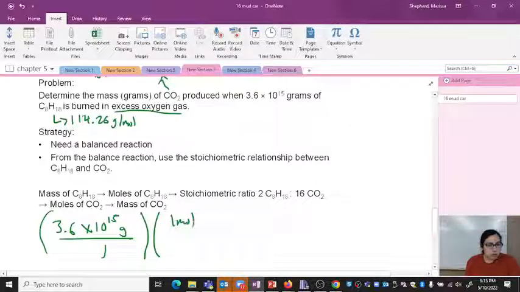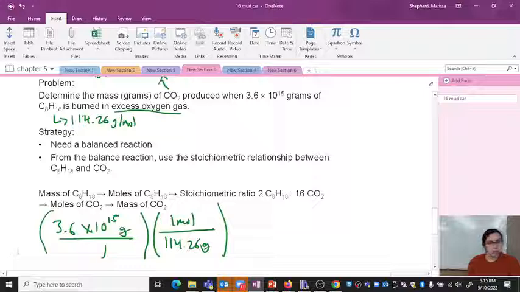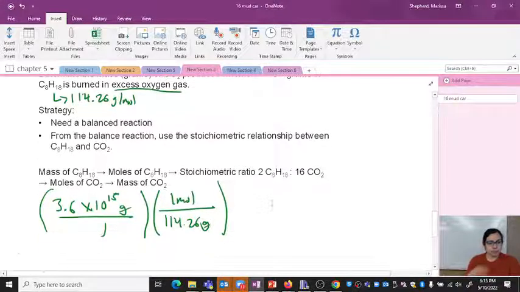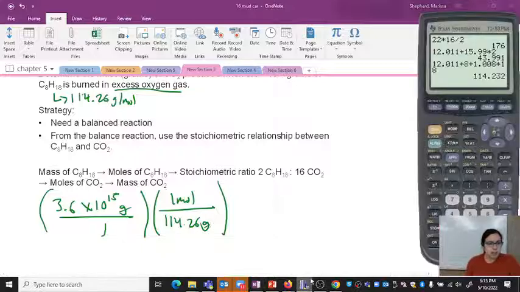So 1 mole goes on top, 114.26 grams on bottom. Now my grams cancel, and we can calculate that. Let's just calculate that so we don't do one giant thing, which again we could do, but let's go step by step.